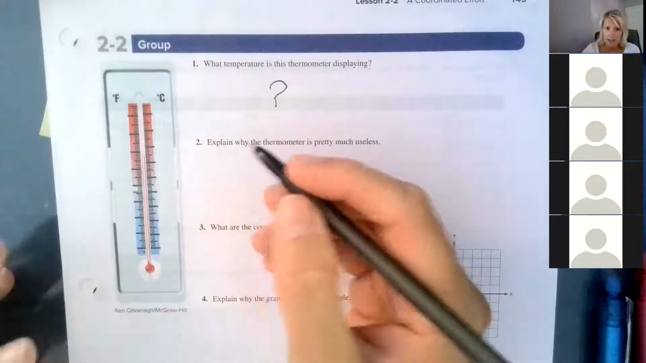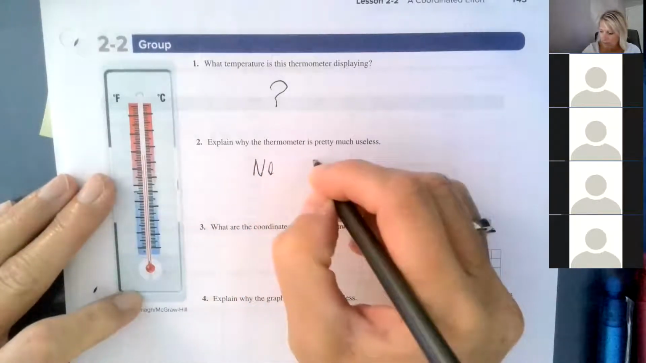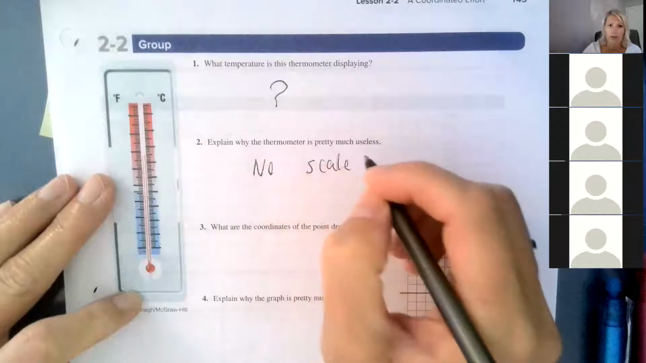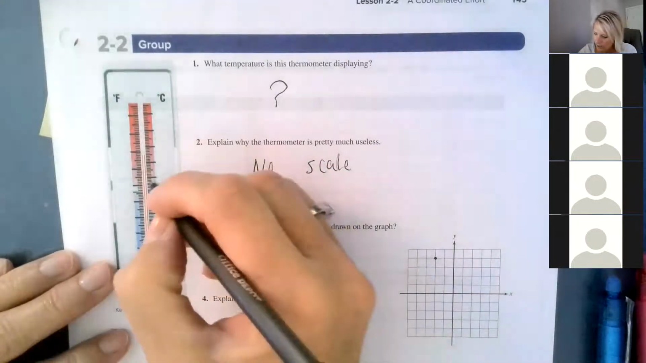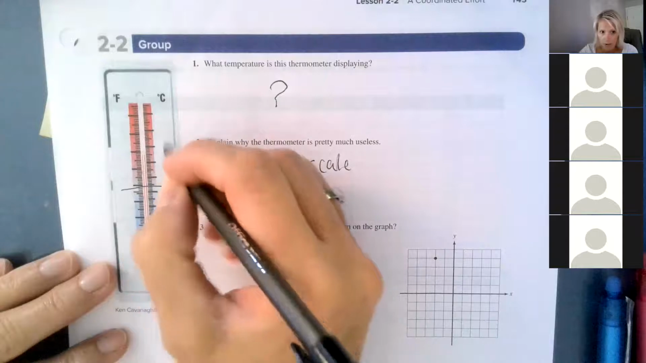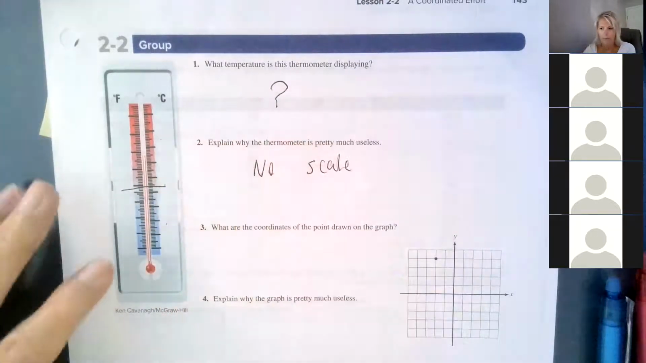And number 2 says, explain why the thermometer is pretty much useless. No scale. Now, if you work in the medical field, you might know, we can tell that these are warmer, right, than these, because usually red is warm and blue is cold, but that's about it.